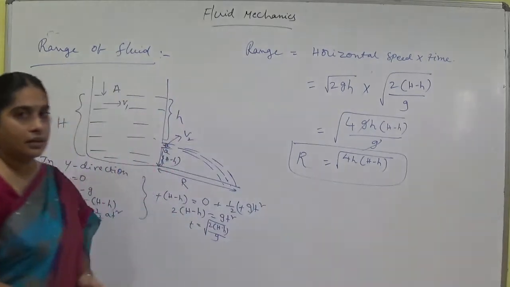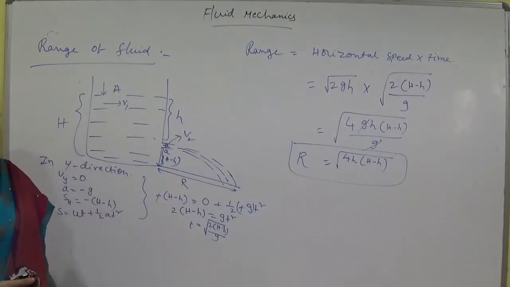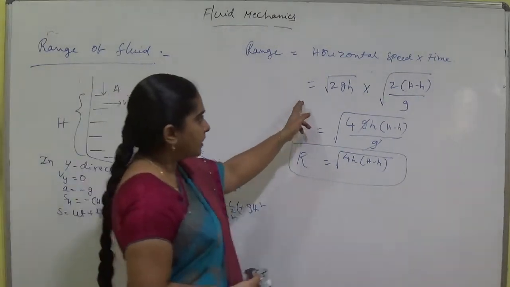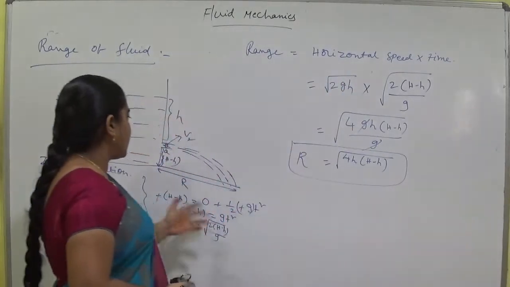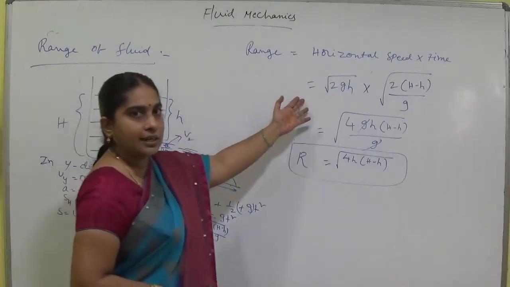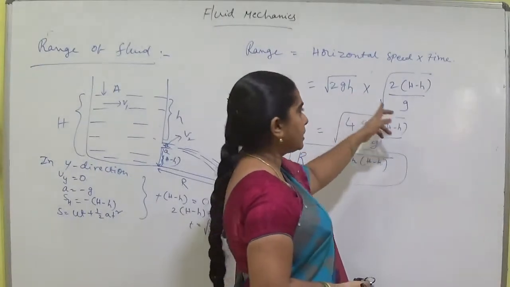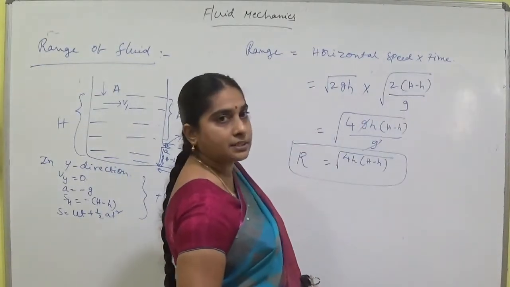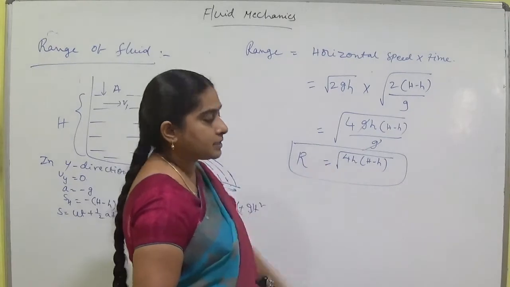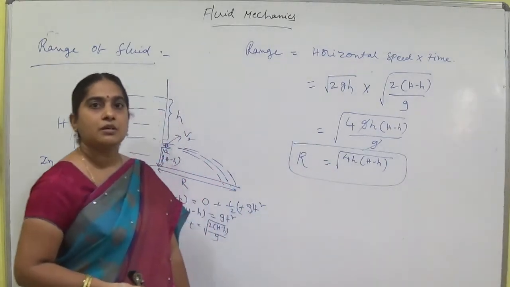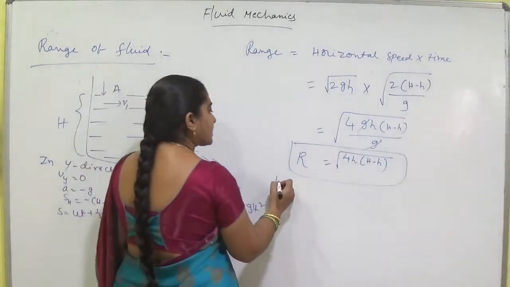What is the range formula? Range is equal to horizontal speed into time, horizontal speed in x direction. What is Torricelli's formula? Root of 2gh, into root of 2 into (H minus h) by g. Calculate this and we get 4h into (H minus h). When is the range maximum?